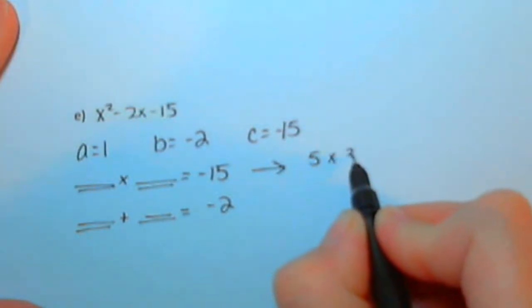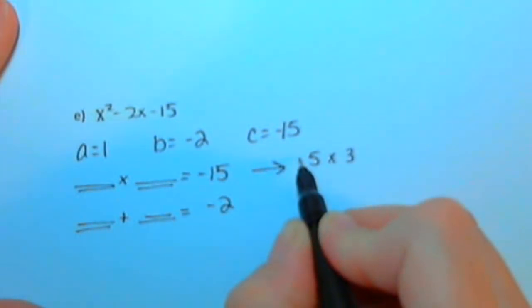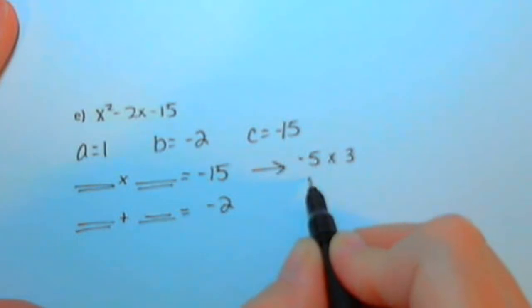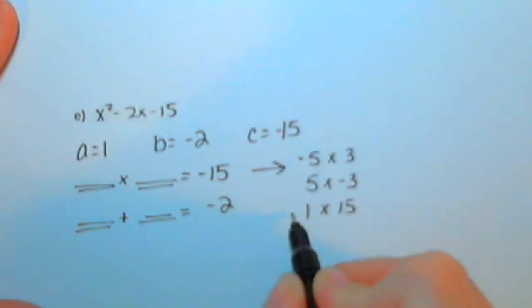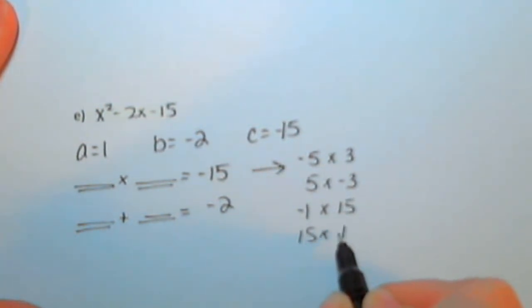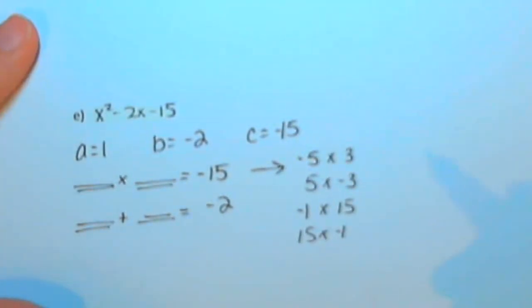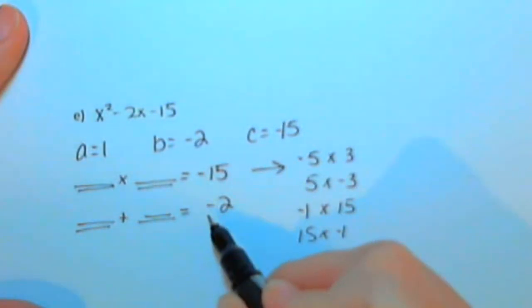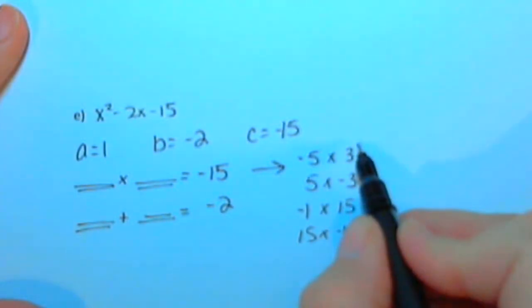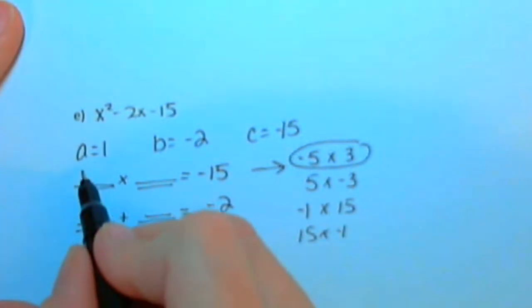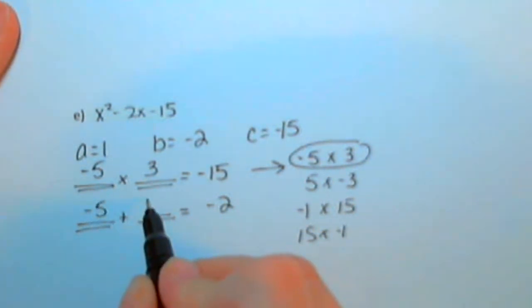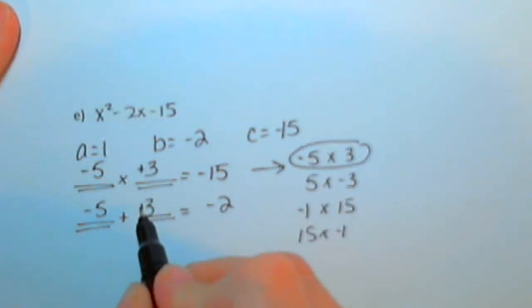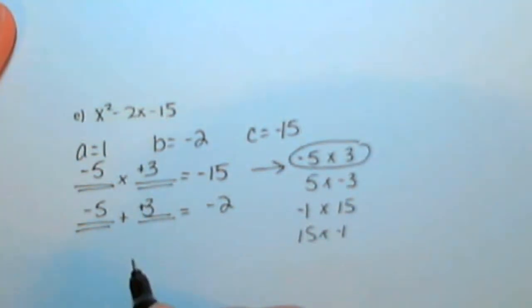5 and 3, and one of those would have to be negative. So -5 and 3, or 5 times -3, or 1 times 15, or 15 times 1. This step here, you either can show it if you want to, but you don't have to. It's just helpful. Which of these four will combine to be -2? This one. -5 and 3. And again, put the plus sign there just to remember what's going to go in your brackets in a second.